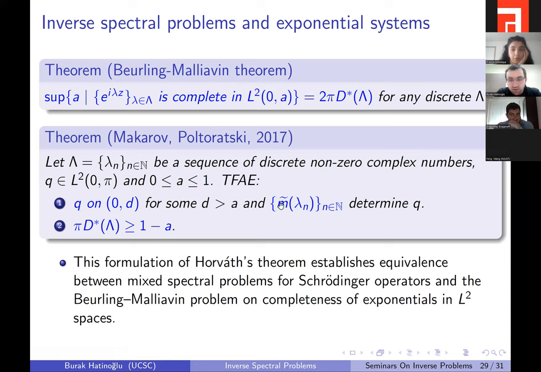And here this M tilde you can think of as the regular M function we have discussed. They considered a slightly different version, but it's just a technical detail. So you can think about the values of the M function at some given points. And they obtained these results in 2017. So this was one of the other connections with Beurling-Malliavin theory and inverse spectral problems.